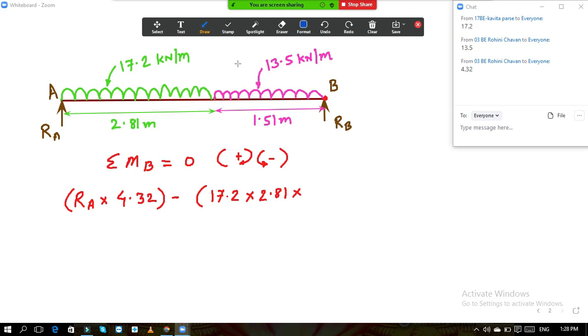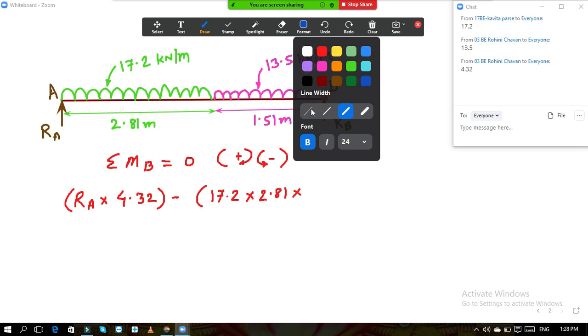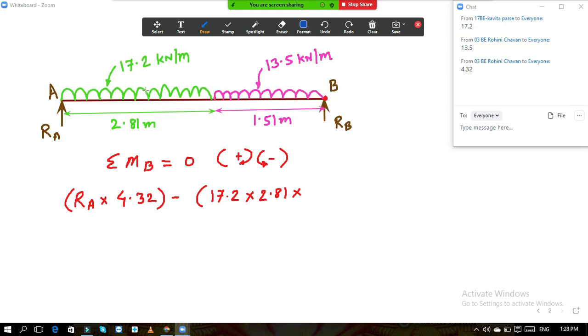So if I draw over here the point load, this will act over here at the center, somewhere here at this point. So now from this point you need to calculate the distance. So what is the distance now? This distance is already 1.51. Now this total is 2.81. So this remaining distance will be 2.81 divided by 2.